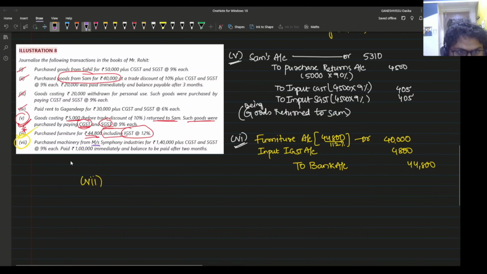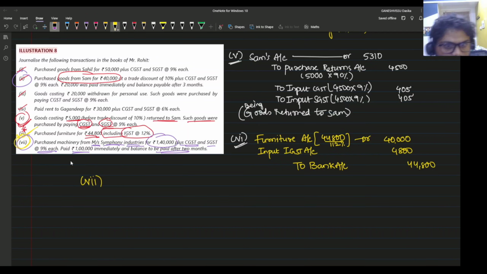Purchased machinery from Messrs Symphony Industries for 1,40,000 plus CGST and SGST at 9% each. Paid 1 lakh immediately and balance to be paid after 2 months. I think this and the second and seventh transactions are both the same. But there Mr. Rohit has purchased goods from Mr. Sam, and I already told you goods are also considered as assets. So machinery is also an asset now. The entry will be the same, right?